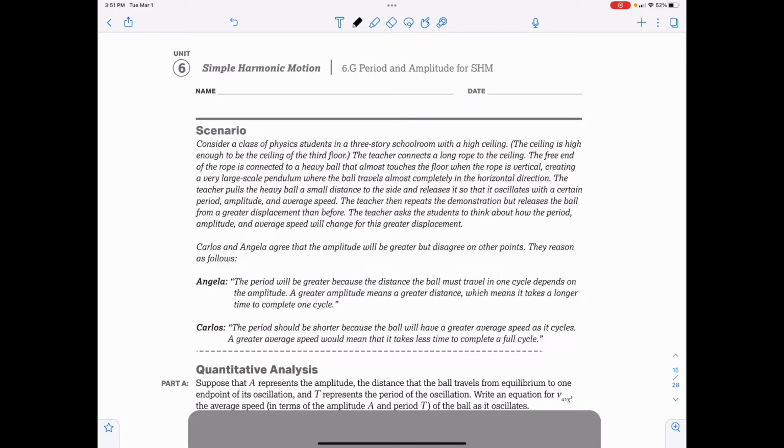They reason as follows. Angela says, the period will be greater because the distance the ball must travel in one cycle depends on the amplitude. The greater the amplitude means a greater distance, which means it takes a longer time to complete one cycle. Carlos says the period should be shorter because the ball will have a greater average speed as it cycles. Greater average speed would mean that it takes less time to complete a full cycle.